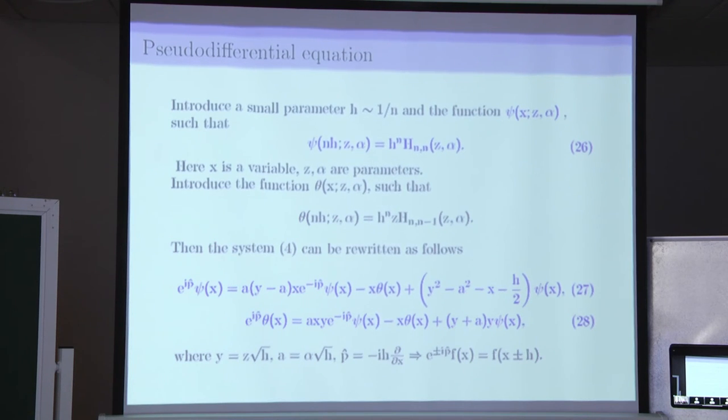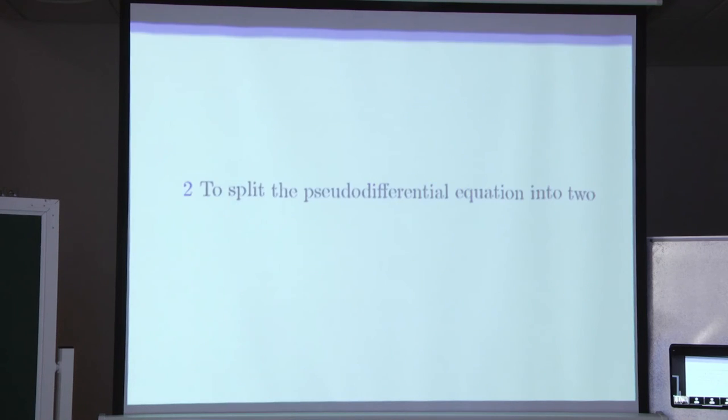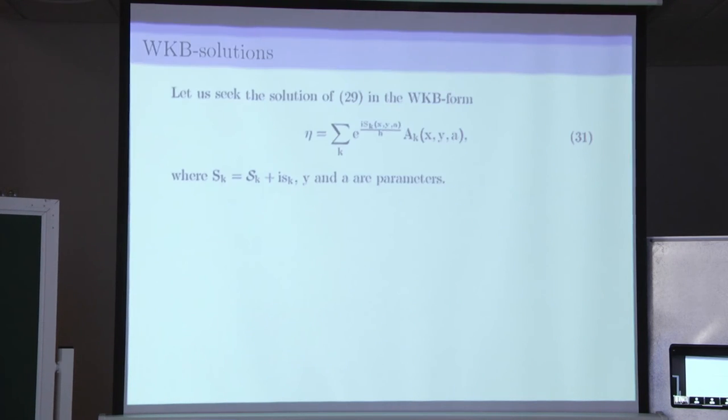And then I remind that x corresponds to the original number n, y corresponds to the original variable z, and a corresponds to the original parameter alpha. But here, y and a are parameters, and x is a variable. So after that, getting rid of theta, we obtain one pseudo-differential equation for psi. But the symbol is complex, and the corresponding spectral curve is the curve of third order. So the next step is to split this equation into two.